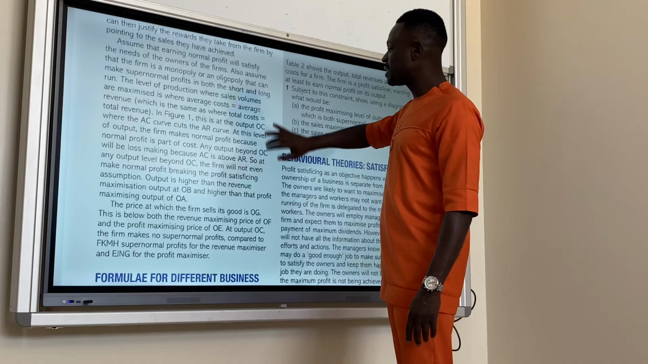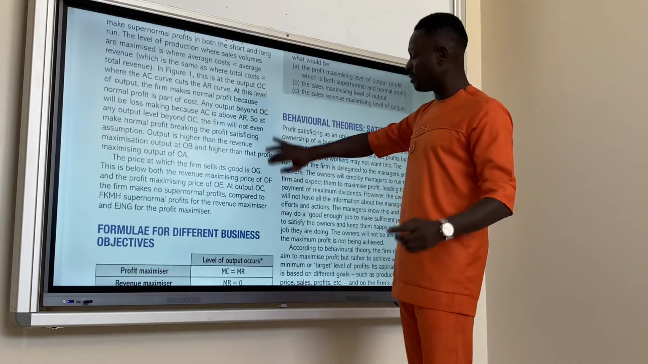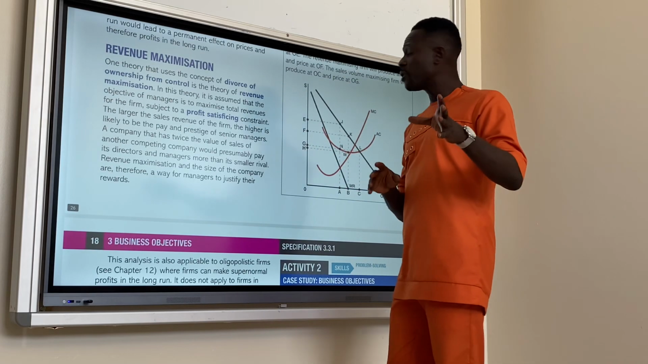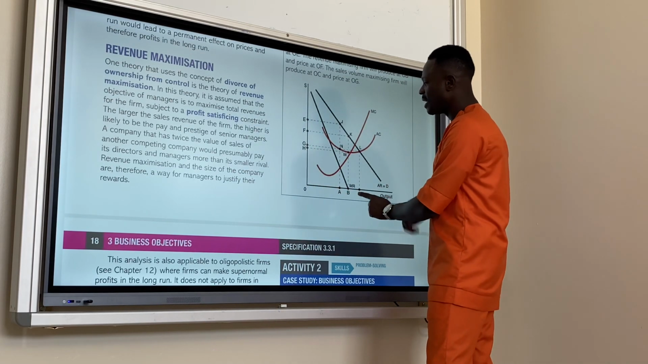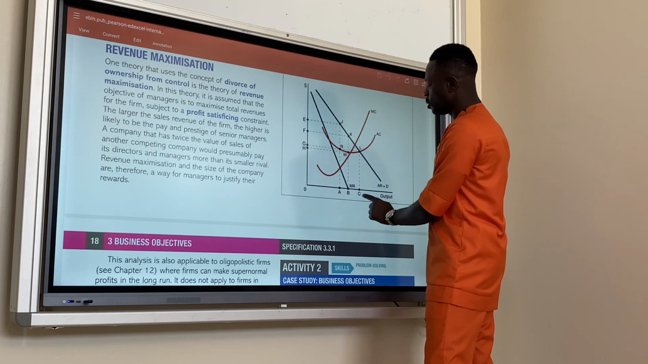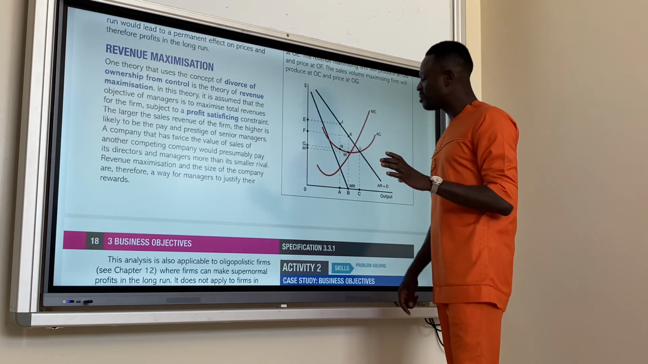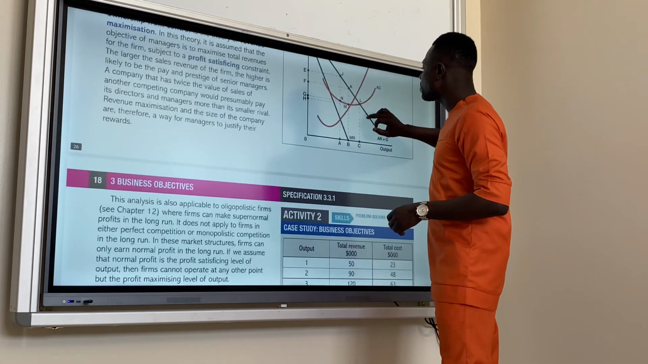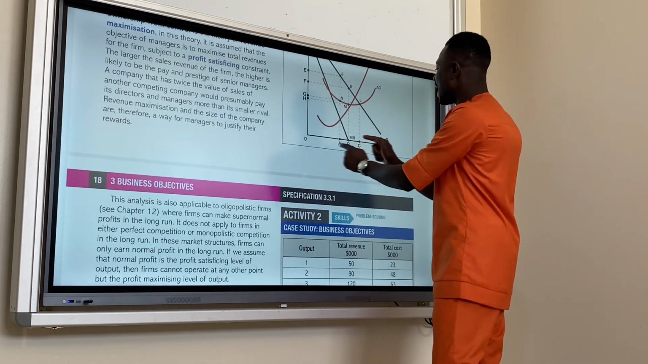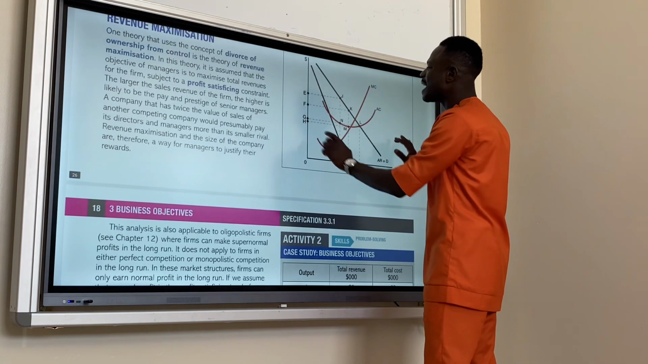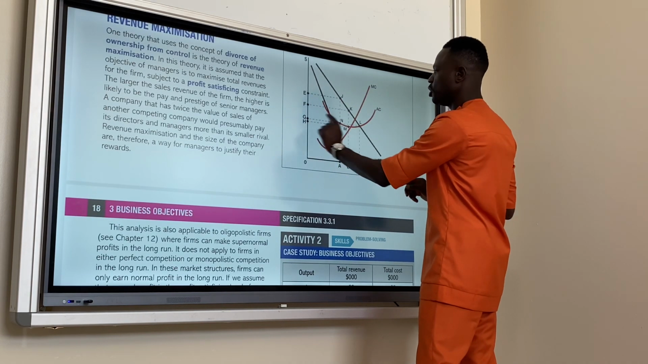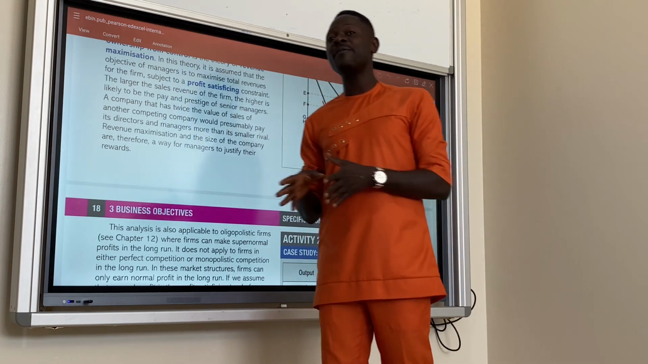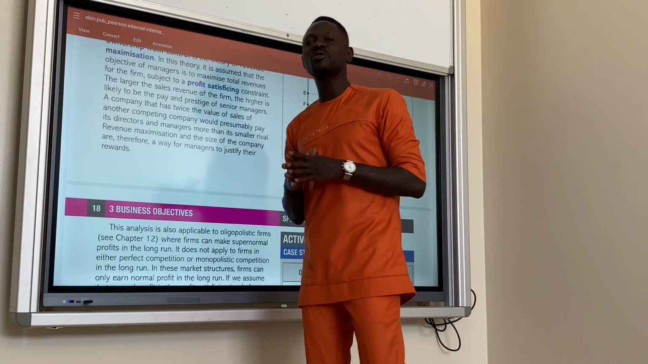And for sales volume maximization, it has to be for the graph. We produce at OC and sell at OG. That is sales volume maximization. What does that simply imply? We want to produce the highest possible within the graph. We want to produce the highest possible, which is at OC, and sell at the lowest possible, which is at OG. So for sales volume maximization, our average cost must be equal to our average revenue, or our total cost must be equal to our total revenue.